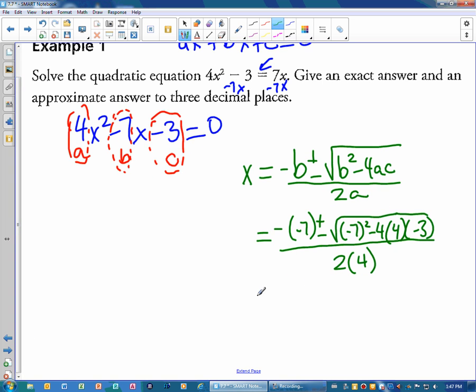Okay, so first of all, I have negative 7, which of course makes it positive 7, plus or minus. So I'm going to get out my calculator. I'm going to calculate negative 7 times negative 7, which of course is 49.